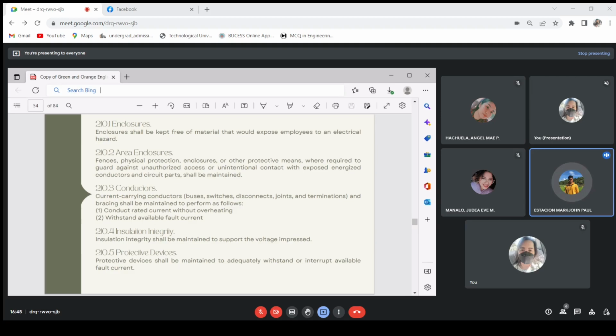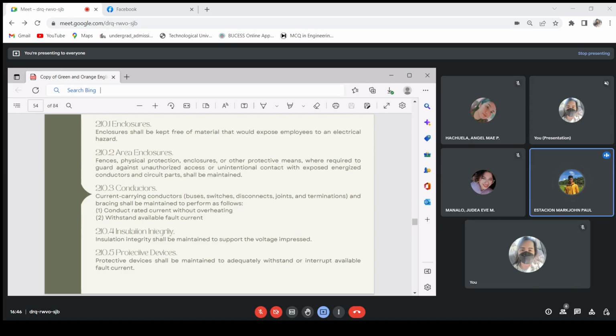210.3 Conductors. Current-carrying conductors, buses, switches, disconnects, joints, and terminations and bracing shall be maintained to perform as follows. 1. Conduct rated current without overheating. And number 2, withstand available fault current. So, dito is yung material na nag-aalos ng current to flow. So, need natin dito na lagyan siya ng maiwasan natin.